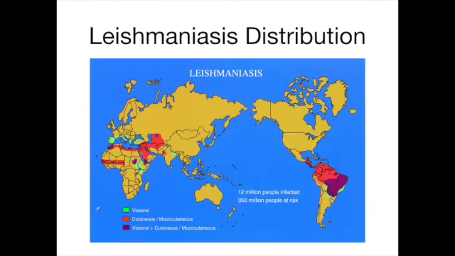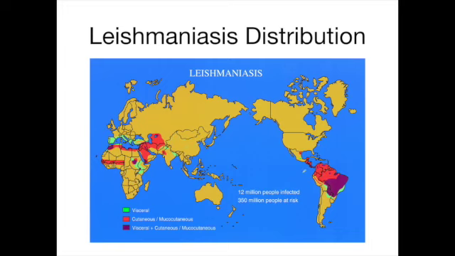Leishmaniasis distribution, we have visceral, cutaneous, and mucocutaneous. So green here is where we have most of the visceral, right? And that's, remember, this starts out with lesions and such and then becomes systemic. So we have that in the green here. And then around here, cutaneous and subcutaneous. You can see we have lots of it over here in the Middle East and up into India and such.